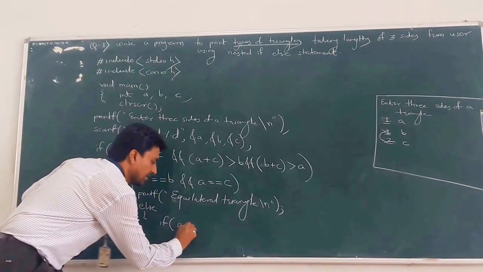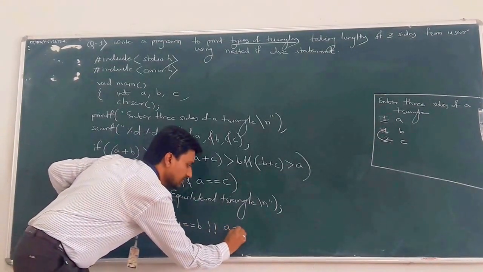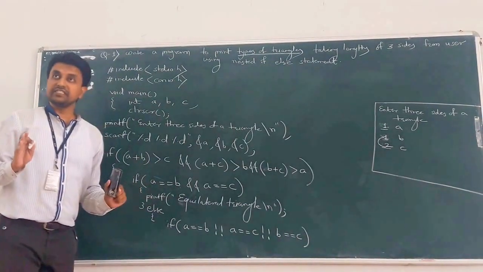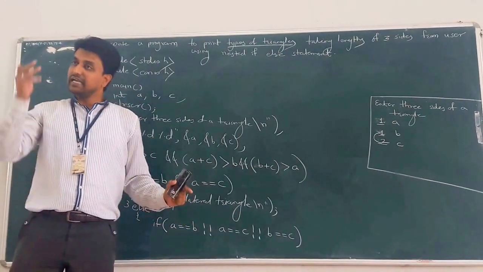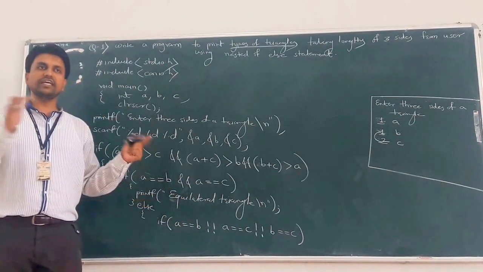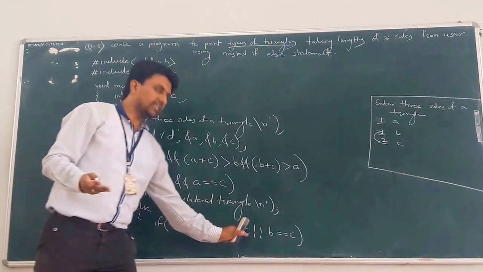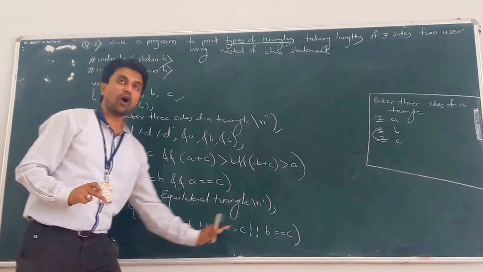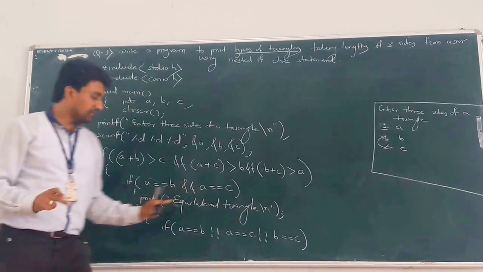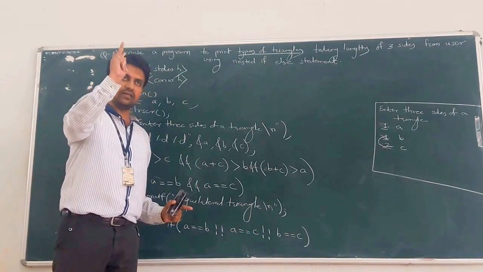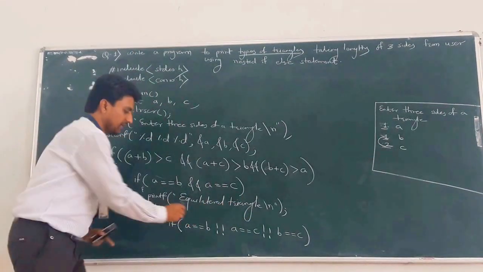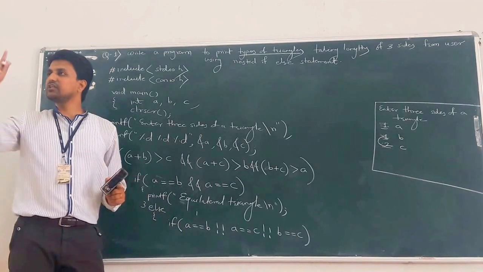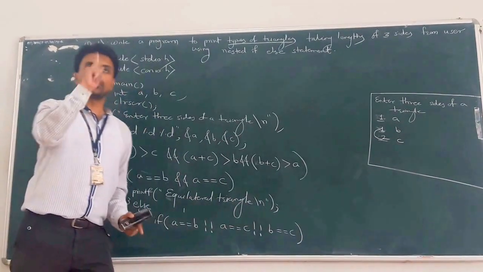If A is equal to B, or A is equal to C, or B is equal to C. That means here the OR operator is there, not AND. If any one condition is true, if only A and B are equal, then it is isosceles. If only A and C are equal, then also it is isosceles. So we can connect these three conditions using the logical OR operator. If A is equal to B, that means it returns 1 and the other two are 0, that means false, then also the value of the total condition is true, 1.